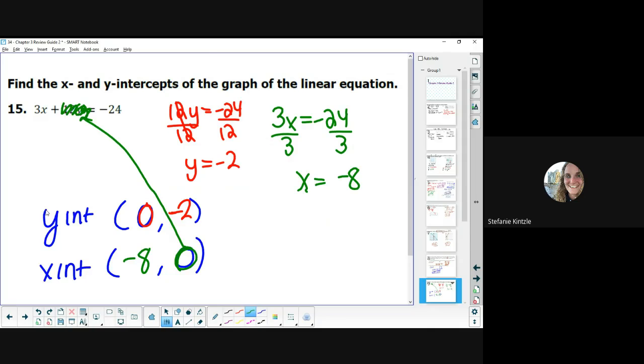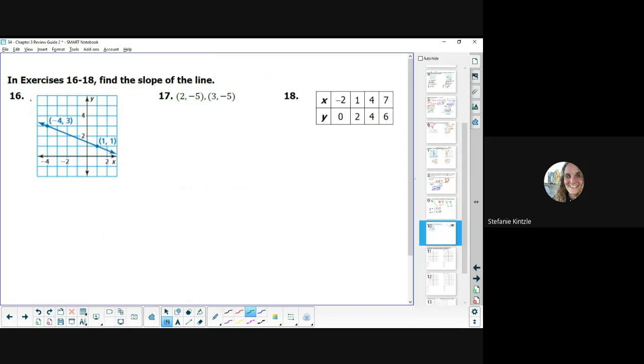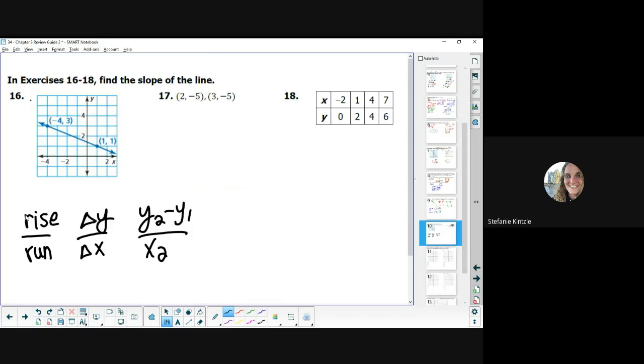Okay. All right. Find the slope of the line. Couple reminders. Slope is rise over run, which is change in y over change in x, which is the same thing as saying y2 minus y1 over x2 minus x1. Okay? Rise is up and down, which is y. Run is left and right, which is x. You have to remember that y is on top. Okay? Sometimes people just switch them, but you've got to remember y over x.